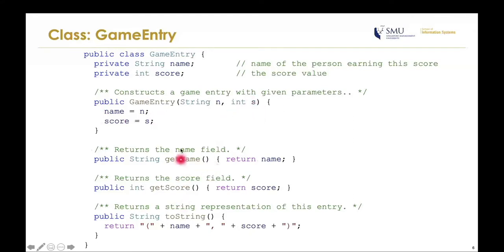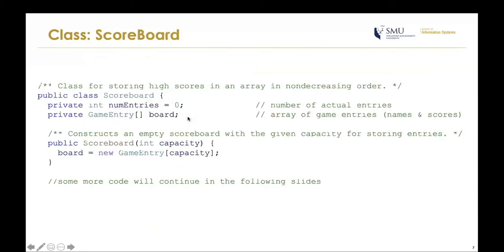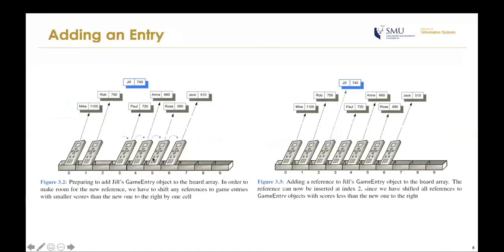And then you have the setter and getter, right? Now, this is one entry. And if you want to build a scoreboard, then you're going to specify the size of the scoreboard. That particular size is specified by the capacity. So in this case, I'm going to create an array of that number of game entries. And that's going to be as much as I'm going to store, right? Anything else, I'm not going to.